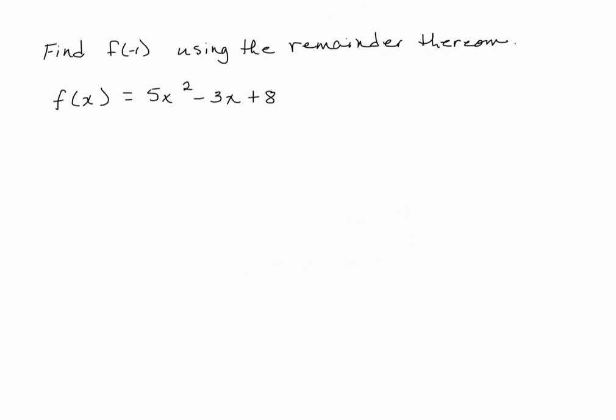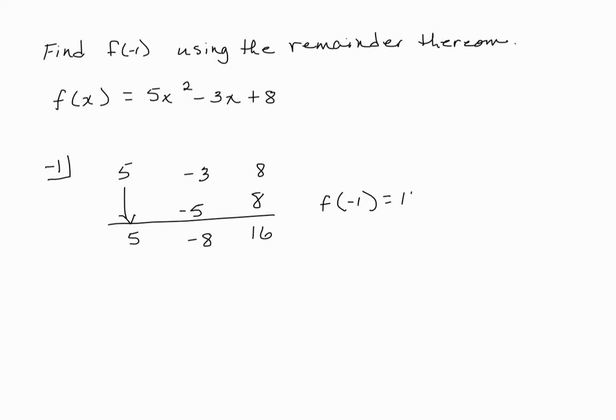Okay, let's look at an example like you're going to see in my math lab. The directions say find f of negative 1 using the remainder theorem, and here I'm given my function. So I want to find f of negative 1. That negative 1 goes in my little box here. My coefficients are 5, negative 3, and 8. So I can use synthetic division. I can see that my remainder is 16. So f of negative 1 equals 16.